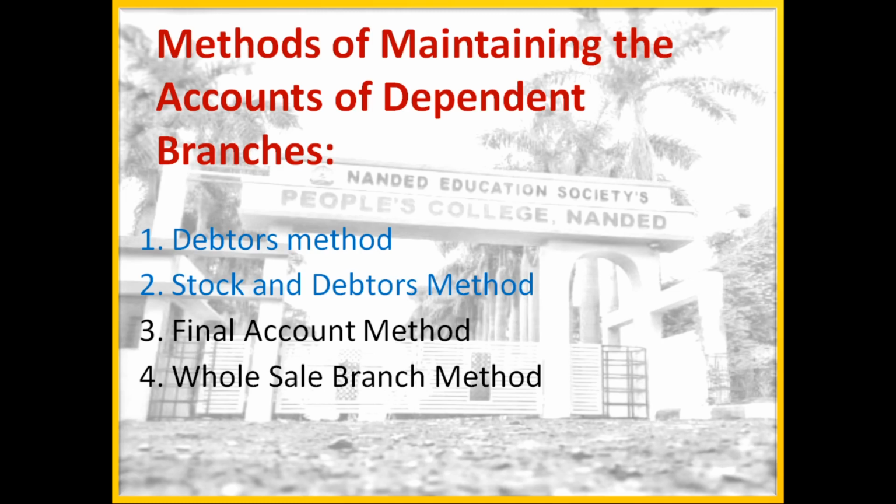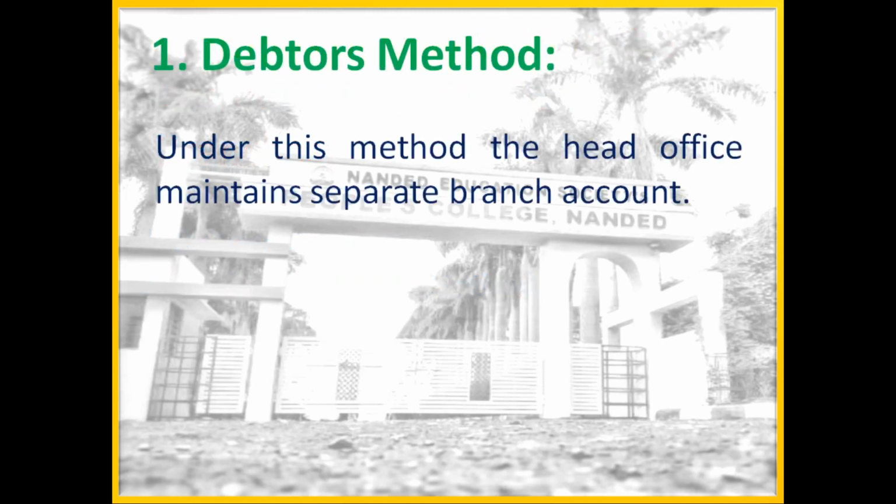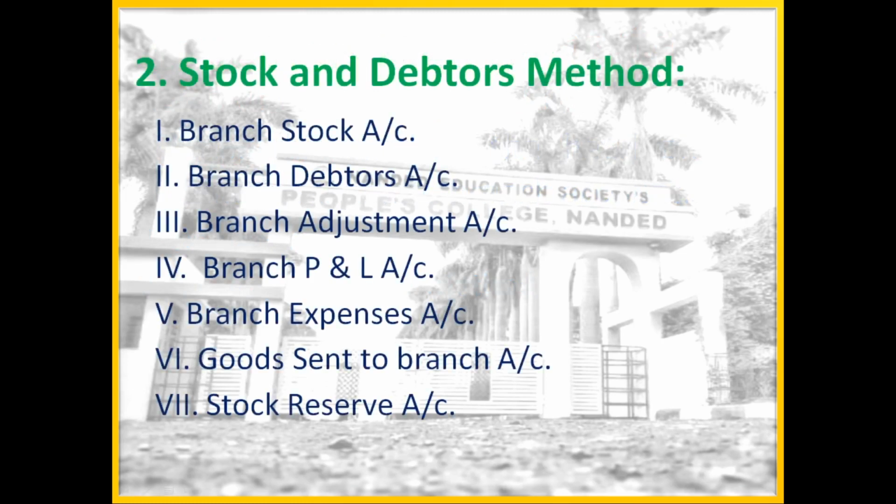The second method, stock and debtors method or stock and debtors system. In this method, a detailed record regarding the stock and debtors of the branch is maintained at the head office.